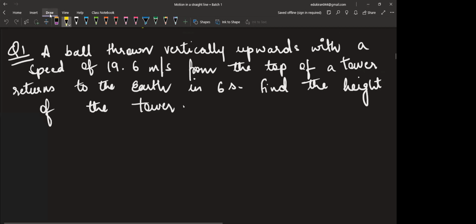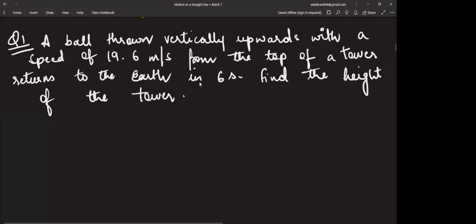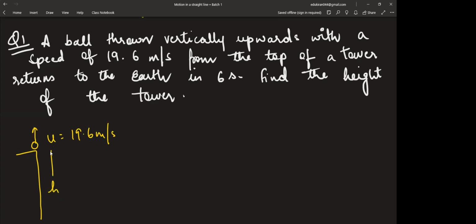Okay, class, let us discuss this now. It says that a ball is thrown vertically upwards from the top of a tower. So it is already at the top of something, and from here the ball is being thrown. The initial velocity here is 19.6 meter per second. This is the total height of the tower. And it says that the ball returns to the earth, meaning the total time taken is 6 seconds. So t is equal to 6 seconds, and initial velocity is equal to 19.6 meter per second.